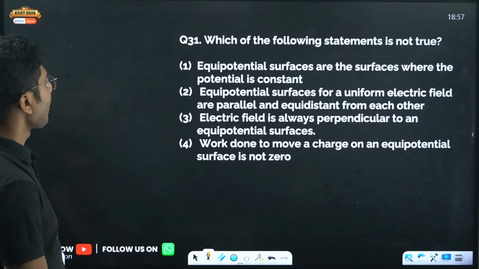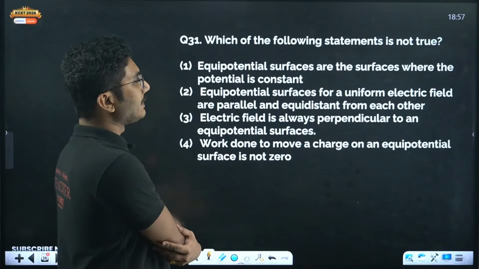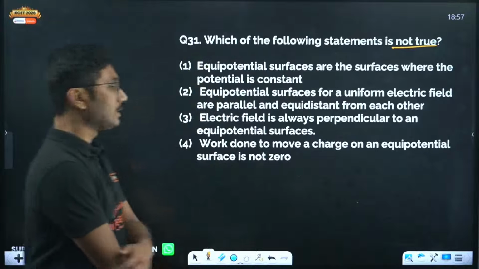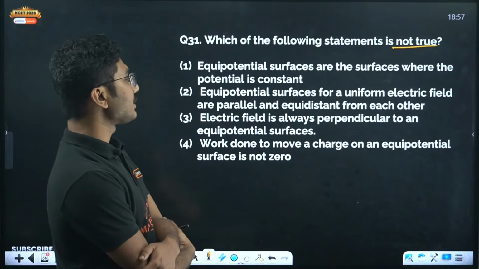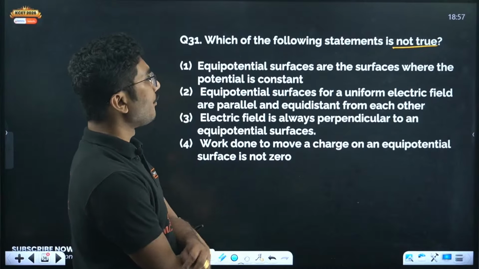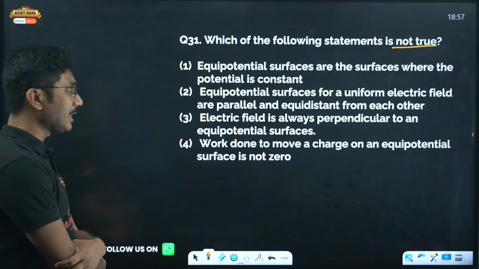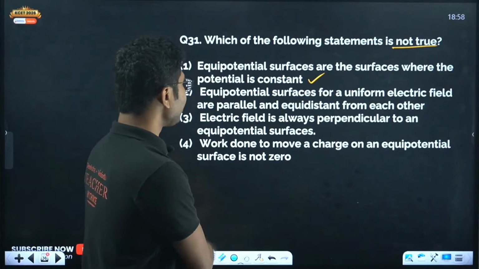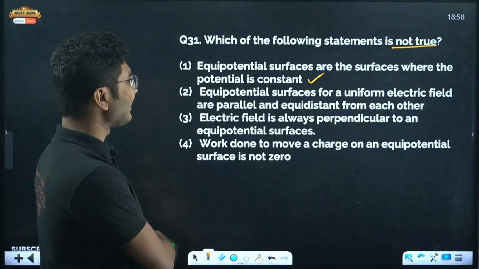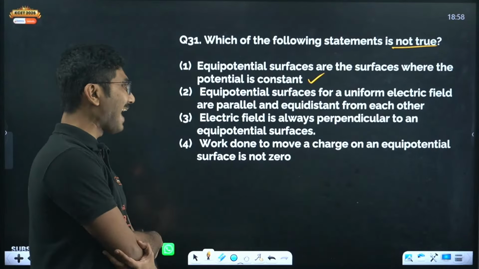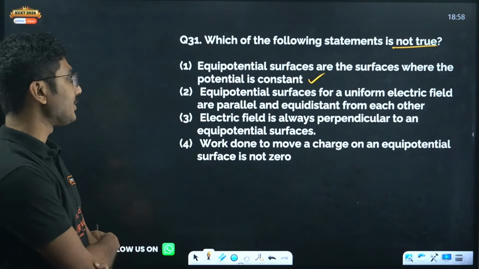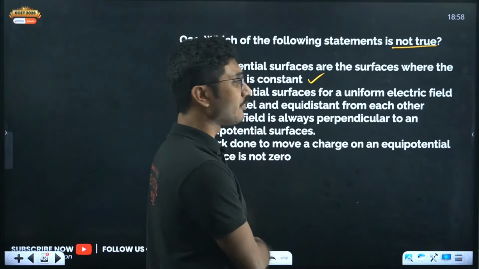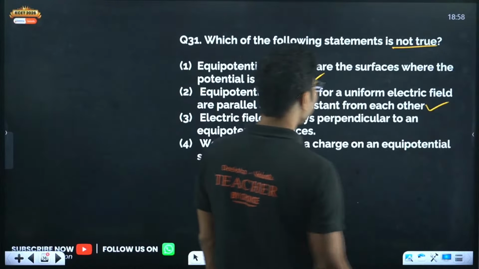Next question. Which of the following statements is not true? Not true. That means 3 are true, 1 is wrong. Equipotential surfaces are the surfaces where the potential is constant. Obviously equipotential surface means potential is constant. Equipotential surfaces for uniform electric field are parallel and equidistant from each other. So that is also correct.